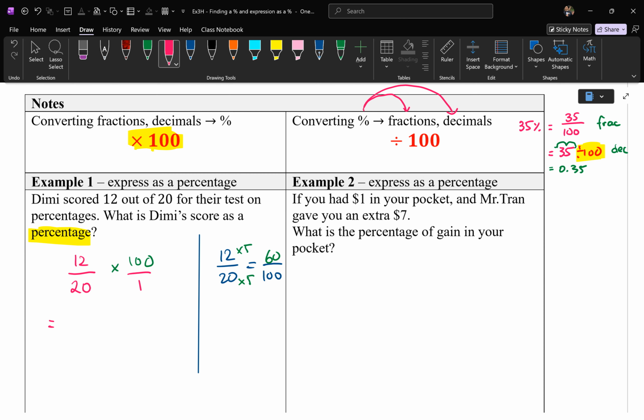Now that you've got your fraction times a fraction, remember the simple technique to multiply fractions is top with top, bottom with bottom. But if you do it that way, the numbers get really large. You get 12 times 100, which is 1,200. 20 times 1 is 20. It's a really big fraction. So we encourage you to simplify early. That was exercise 3B. What two numbers can you see that you can simplify?